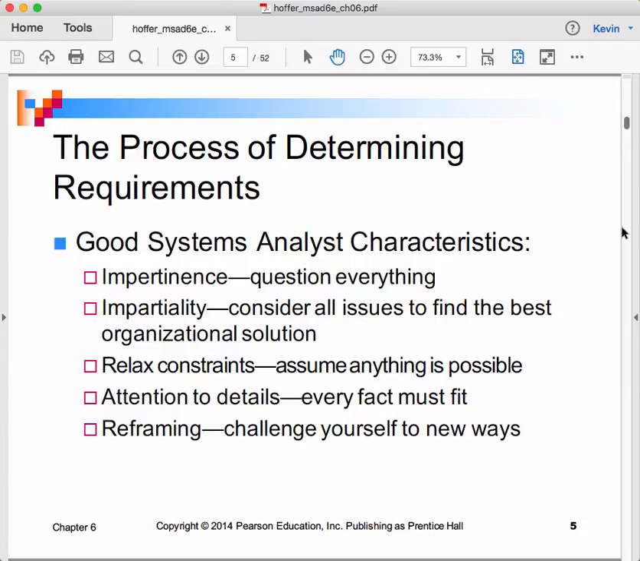So we're going to have to convince the people who we're working with, the project stakeholders, and the potential users of a system solution, that we are impartial to the extent that we want to find out about all possible solutions, all points of view, and that we really sincerely feel that way. Okay?